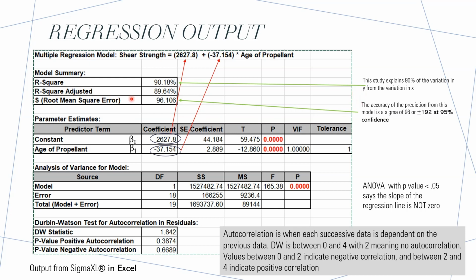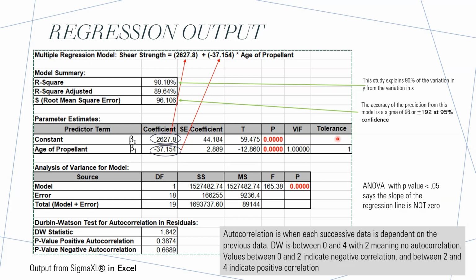The third thing that's listed here is the standard root mean square error, or standard deviation. This is the standard deviation of the prediction. And so this is the accuracy of the prediction from the model. And the sigma is approximately 96, or plus or minus 1.192 psi at 95% confidence. Well, 1.96 is plus or minus 95% confidence, but we just rounded up to 2 to make it easy on the math. Plus it means we're overestimating just slightly.